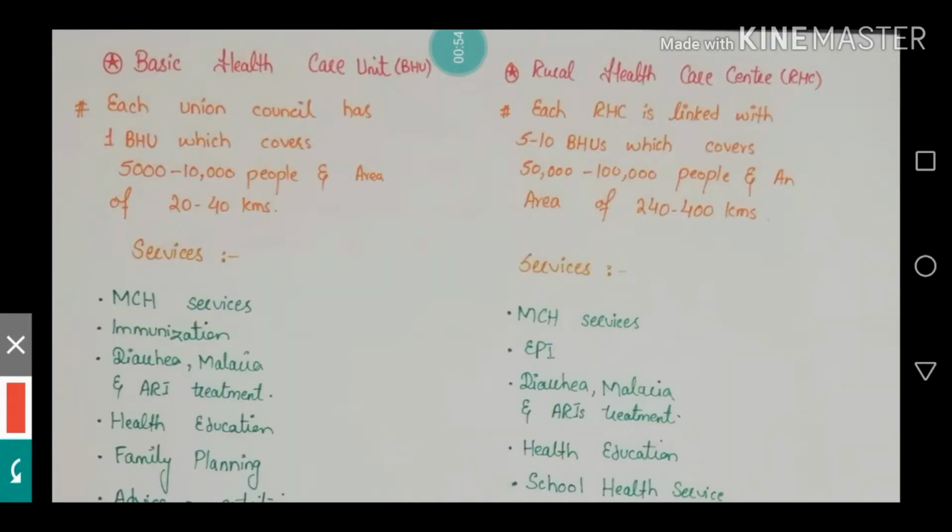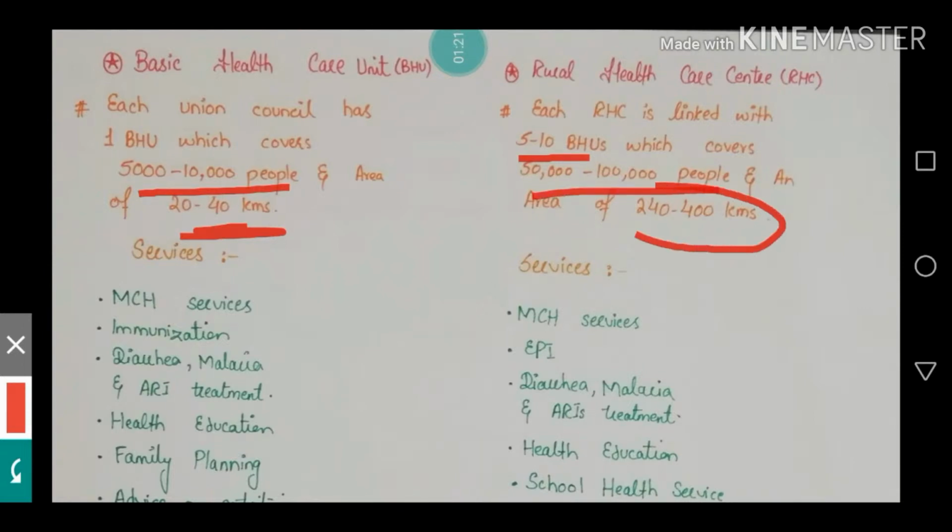Each union council has one BHU, which covers about 5,000 to 10,000 people and an area of 20 to 40 kilometers. However, a rural healthcare unit or center is linked with 5 to 10 primary basic healthcare units and covers 50,000 to 1 lakh people and an area of 240 to 400 kilometers.